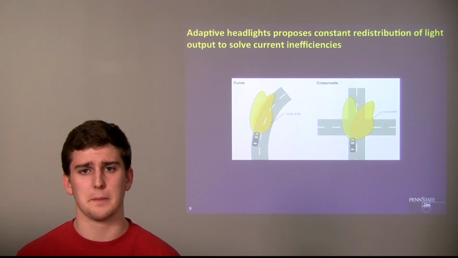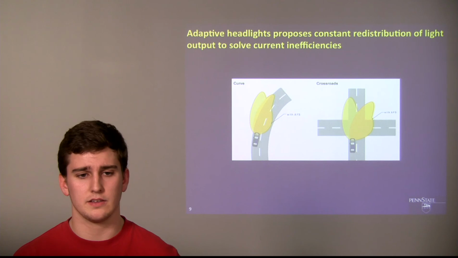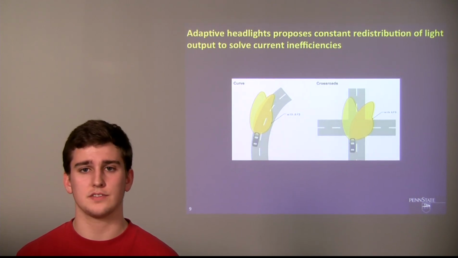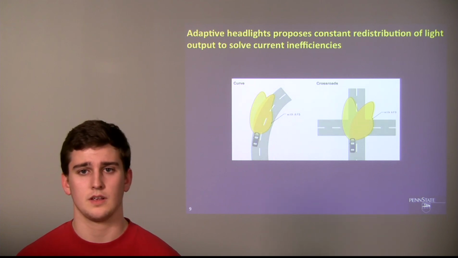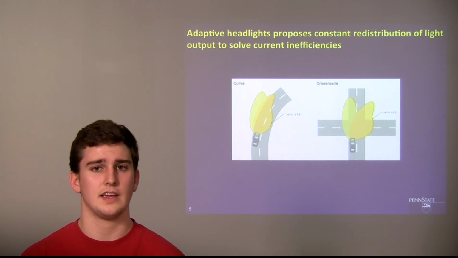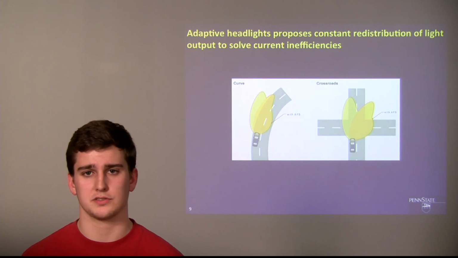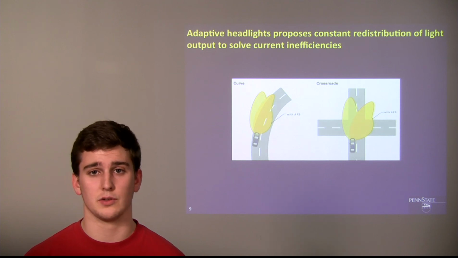So just to reiterate, adaptive headlights propose constant redistribution of light output in order to eliminate these inefficiencies. Altogether, we will see much change in the near future towards these headlights. And although it may not seem feasible currently, the technology is coming and the production is coming. It's just that we have not seen or felt it more so than anything.